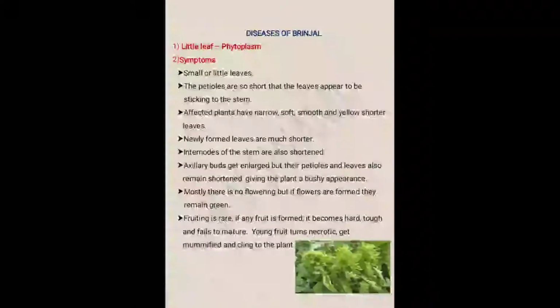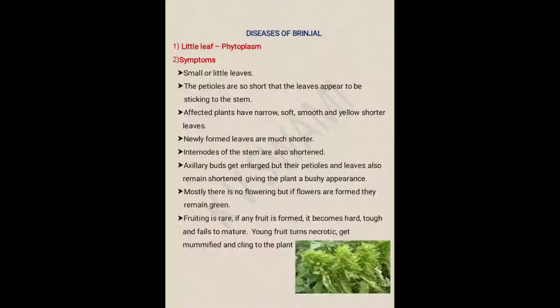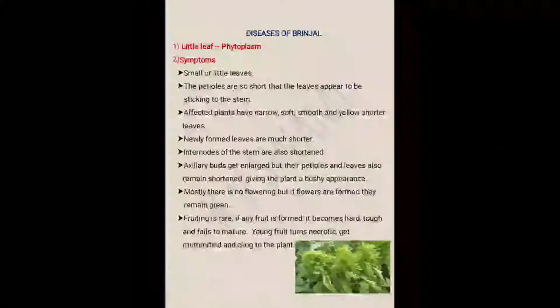Newly formed leaves are much shorter. Internodes of the stem are also shortened. Auxiliary buds get enlarged, but their petioles and leaves also remain shortened, giving the plant a bushy appearance. Means the bunch-like structure of that leaves you can observe very clearly in the plant which is affected by the phytoplasmas.